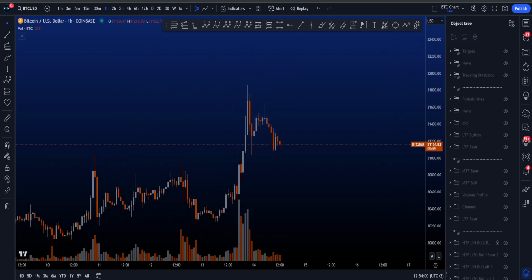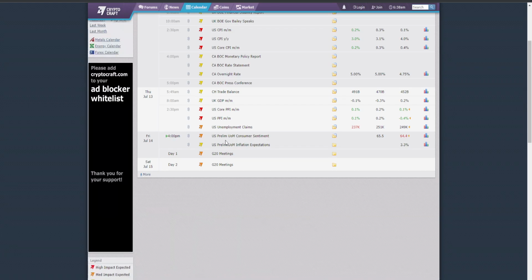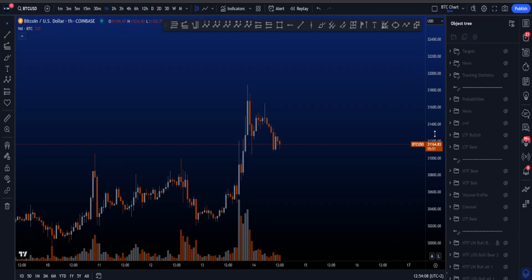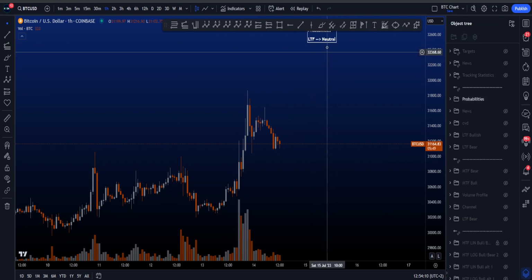If we finally check the news, then of course we already had a lot of news this week, but we do have G20 meetings over here, day 1 and day 2. Don't know, maybe it will do something. That is the question. And then finally, the probabilities.